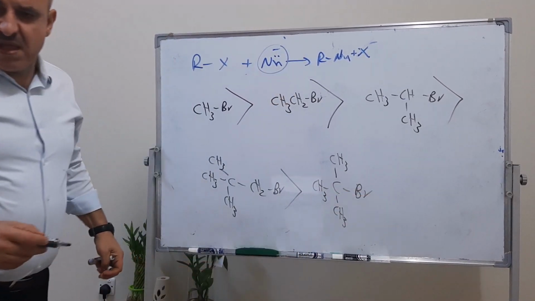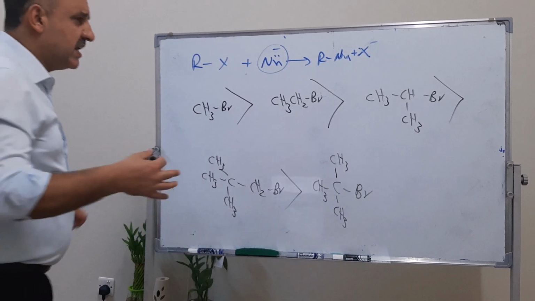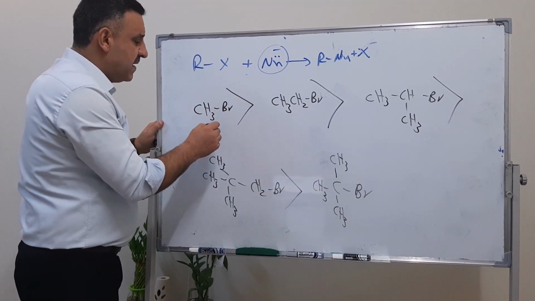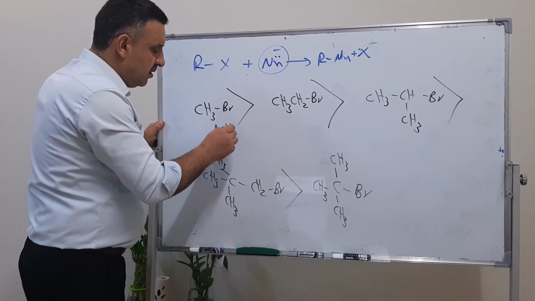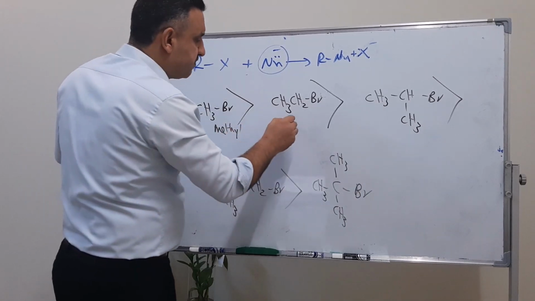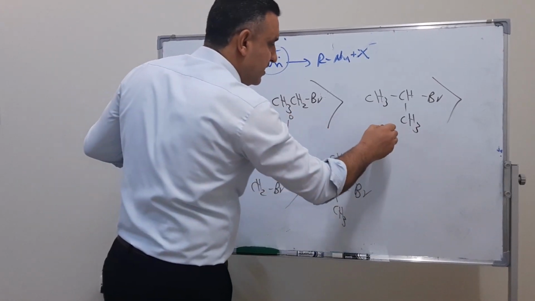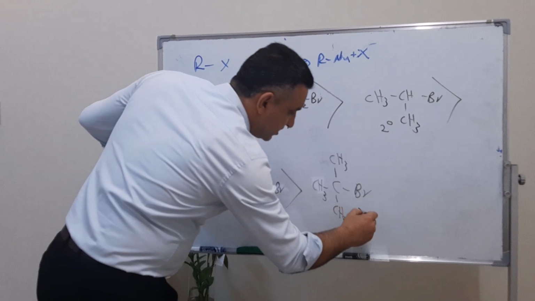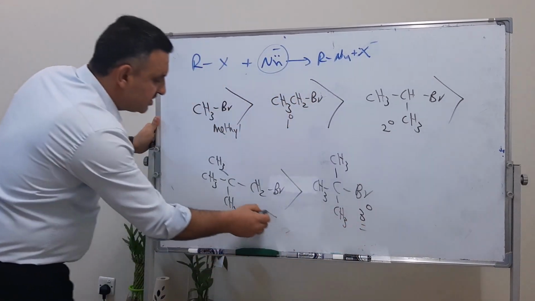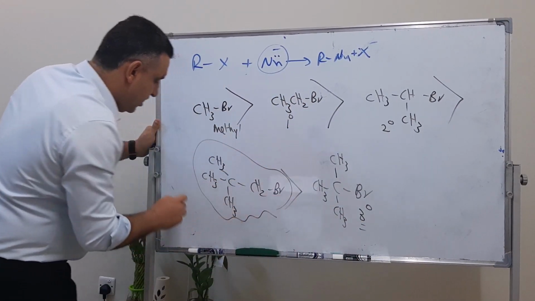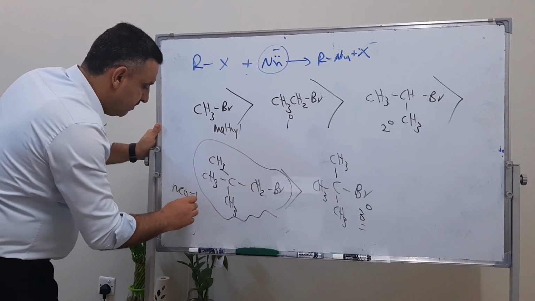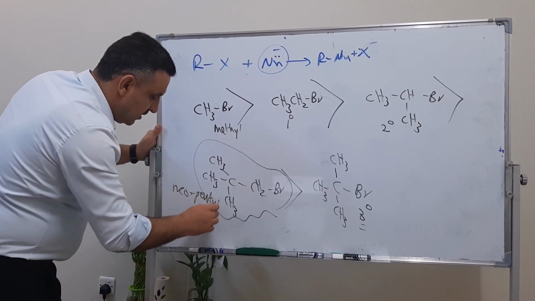Do you follow me? The difference is the nature of the alkyl halide. This is methyl, as we know. This is a primary alkyl halide. This is a secondary alkyl halide. This is a tertiary alkyl halide. And this is a special case, which we call neopentyl. Neopentyl. Do you follow me?